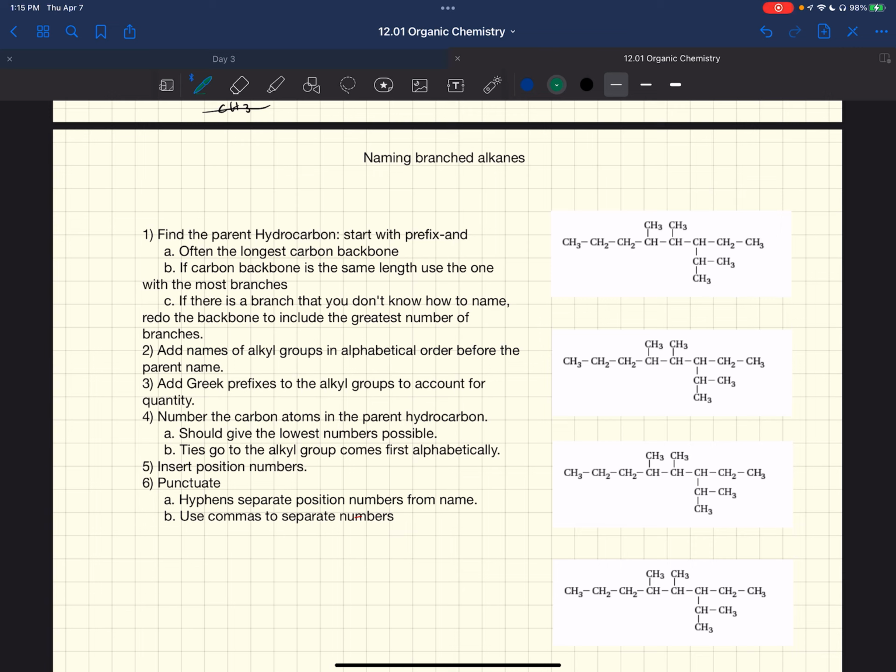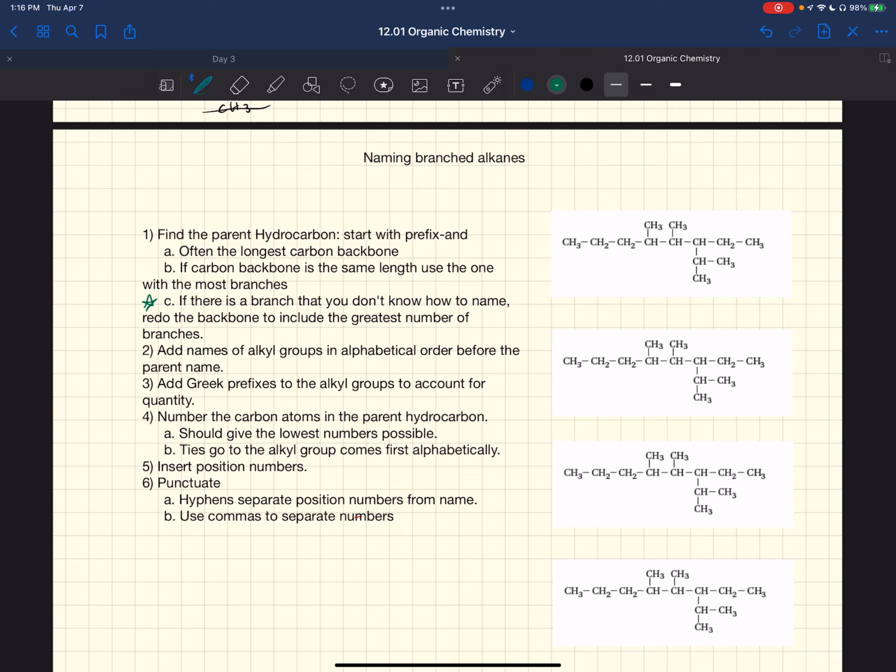Okay, so the first thing that we got to do is find the parent hydrocarbon. It's often the longest carbon backbone. Most of the time, for us, it's going to be the longest carbon backbone. If you can count two different ways and the carbon backbone is the same length, use the one with the most branches.